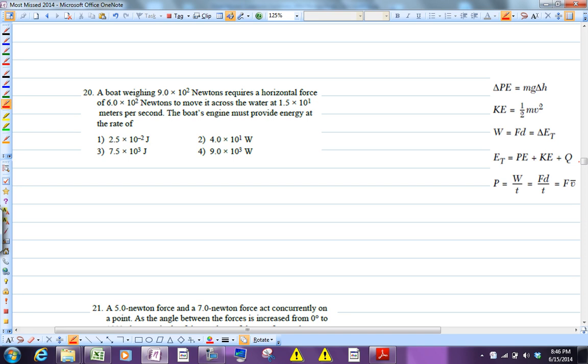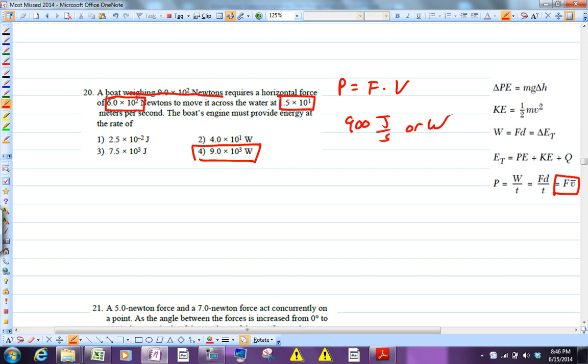20. The answer is 4. The equation you can use here, and one people don't always think about, is this one right here. Power is force times velocity. Yes, power is work divided by time, so it's force times displacement divided by time, and displacement divided by time is velocity. So this is actually very straightforward. Power equals force times velocity. One thing, though, is that the weight is irrelevant. The force you use is 600 newtons. The velocity is 15 meters per second. You plug that in, and you will get 9,000 joules. Or, I'm sorry, 9,000 watts. By the way, that's a joule per second, which is the same thing as a watt.